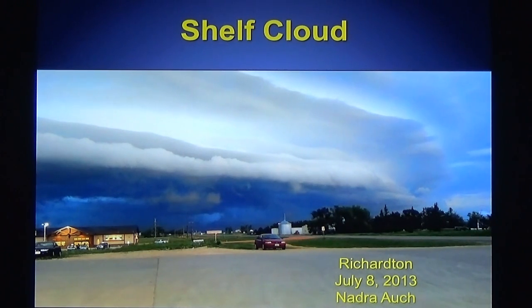Oftentimes on a shelf cloud, we get fingers of clouds sticking down that some folks mistake to be funnels or even tornadoes. To be a funnel cloud or a tornado, this finger must be spinning. In this case, along this shelf cloud, these fingers of clouds are not spinning. They are not funnel clouds. They are not tornadoes.